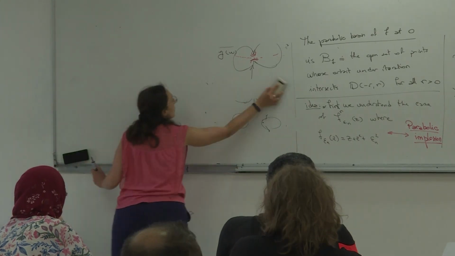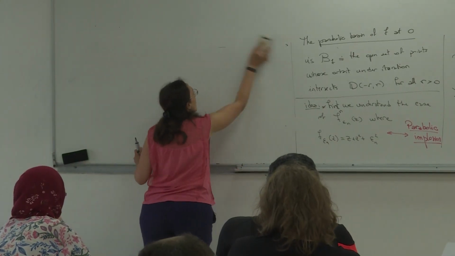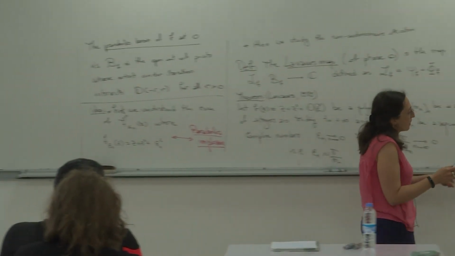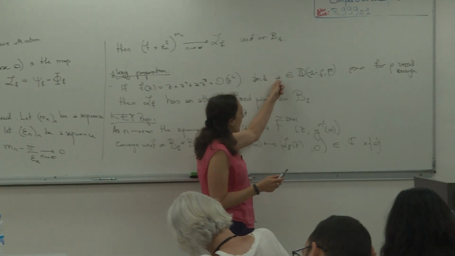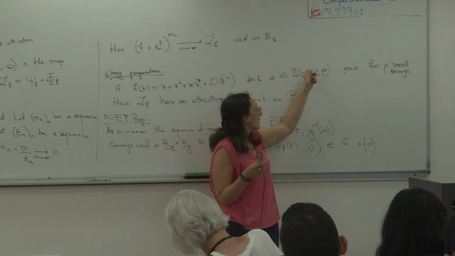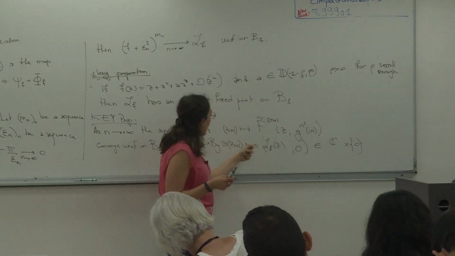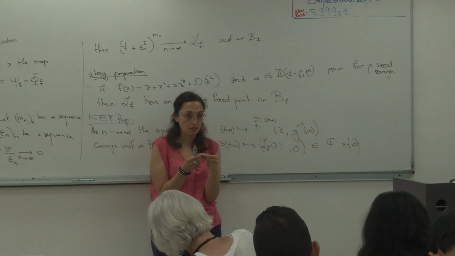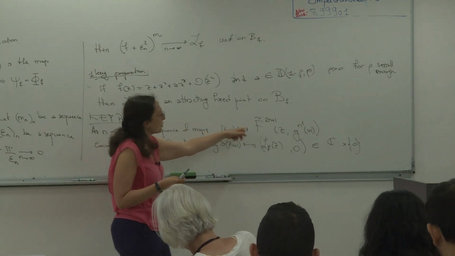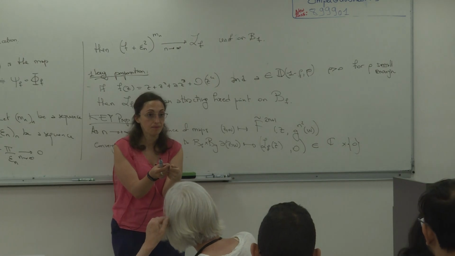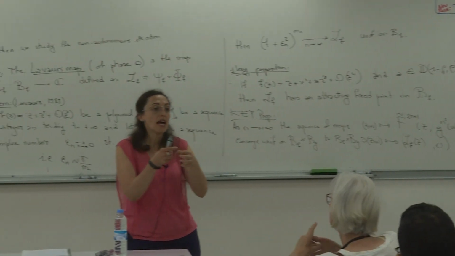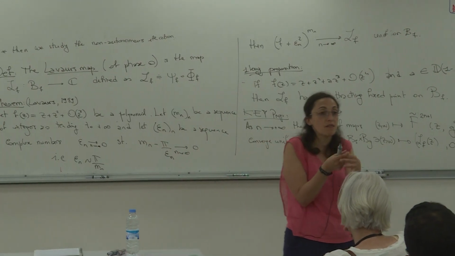So now, what do I have? If I take A close enough to 1, less than 1, for example, I have this L of f which has an attracting fixed point. And this sequence of maps is converging there. So I'm going to consider a little tiny disk around this fixed point.